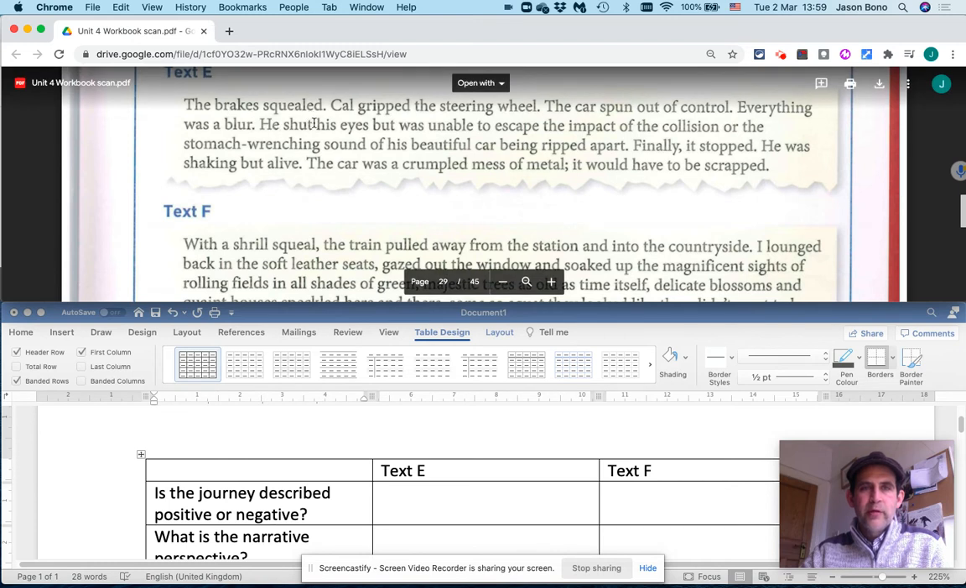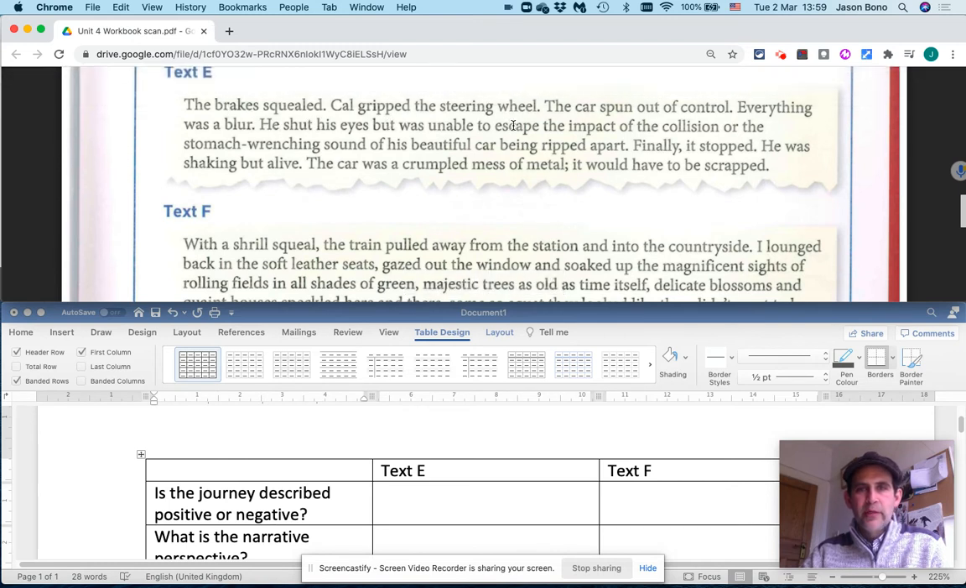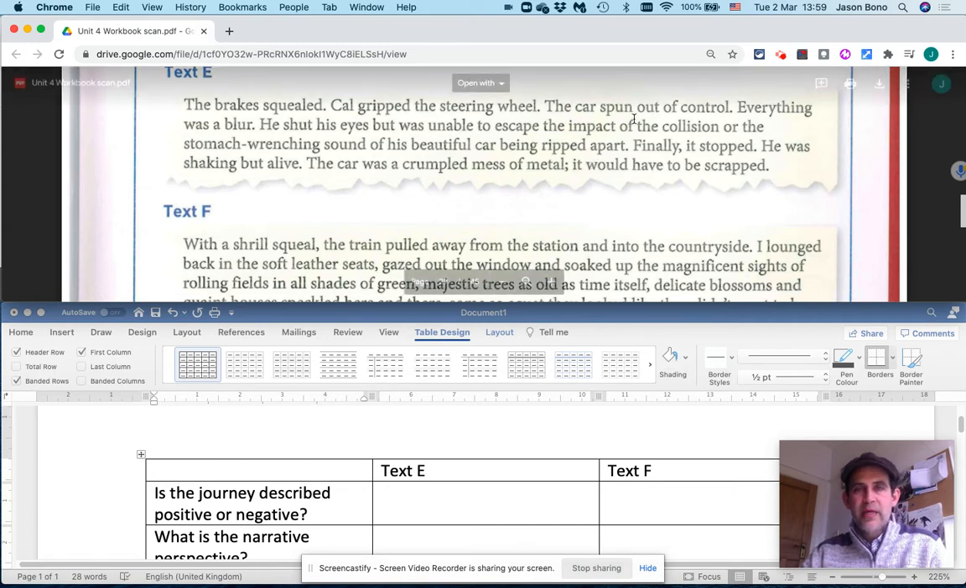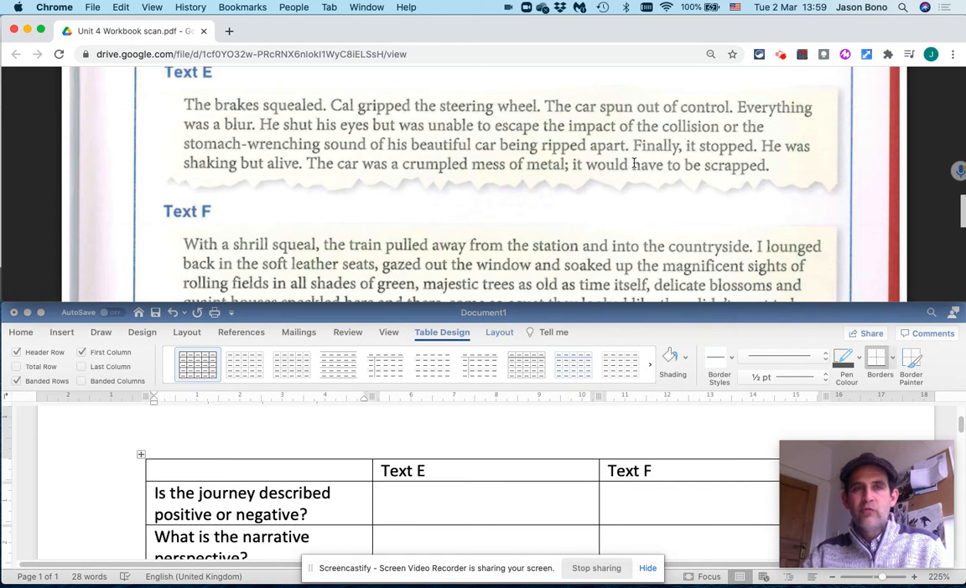The brakes squealed. Cal gripped the steering wheel. The car spun out of control. Everything was a blur. He shut his eyes but was unable to escape the impact of the collision or the stomach-wrenching sound of his beautiful car being ripped apart. Finally, it stopped. He was shaking but alive. The car was a crumpled mess of metal. It would have to be scrapped.